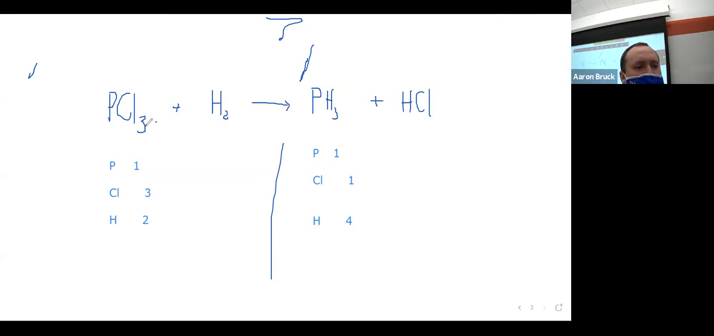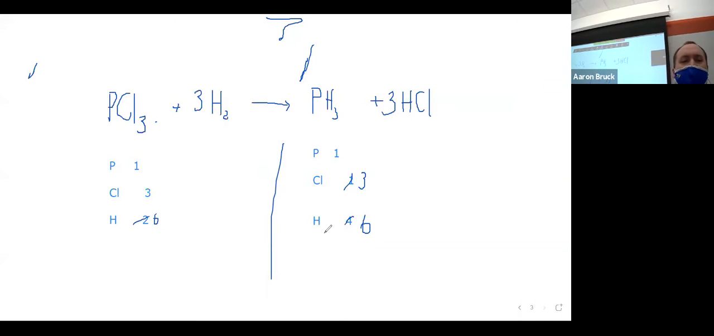So from that standpoint, I've got 3 chlorines over here. Just the one over here, so I'm going to make 3 HCl's as a result. 3 HCl's are going to give me my 3 chlorines. That's going to balance out the chlorine. My hydrogen, I now have 3 in PH3, 3 from HCl. 3 plus 3 is 6, which means I will need 3 hydrogens over here to balance it out.